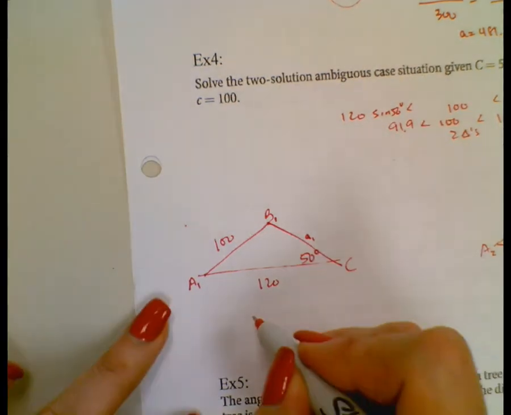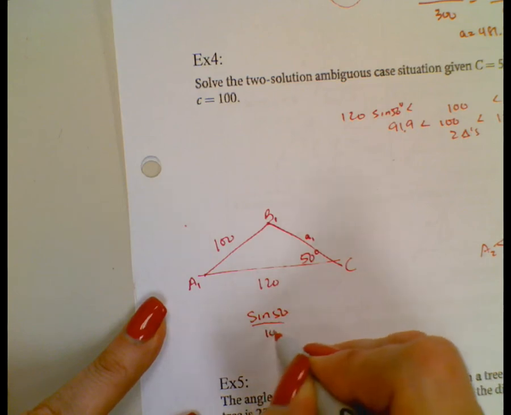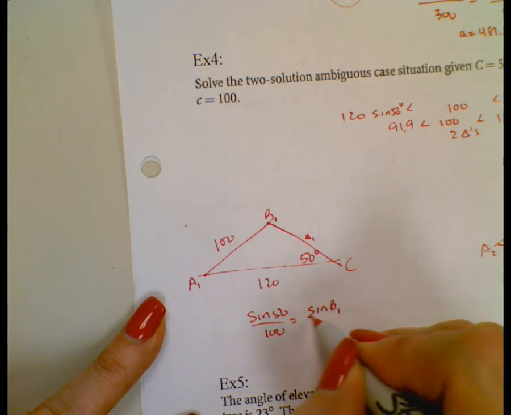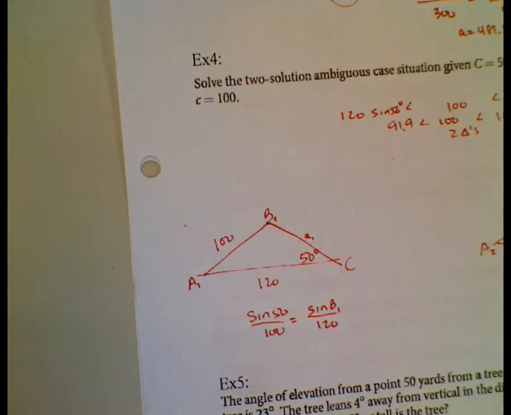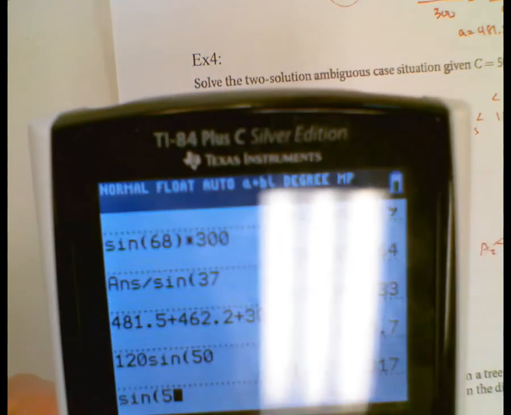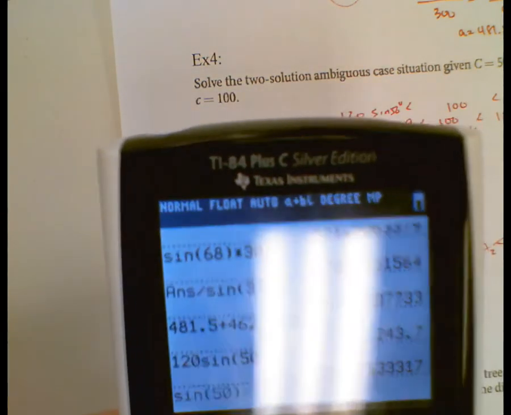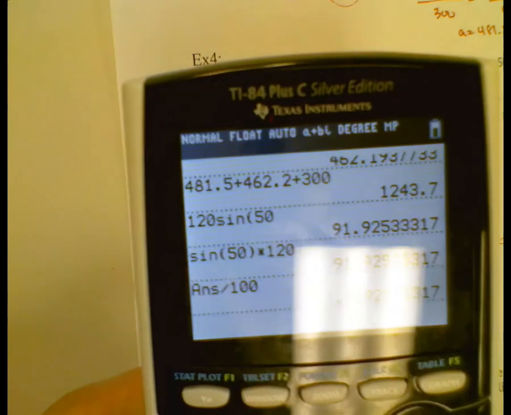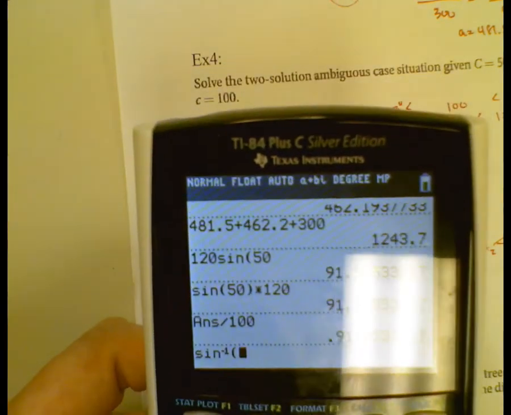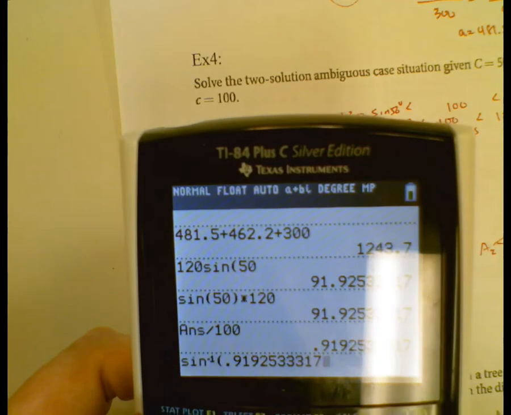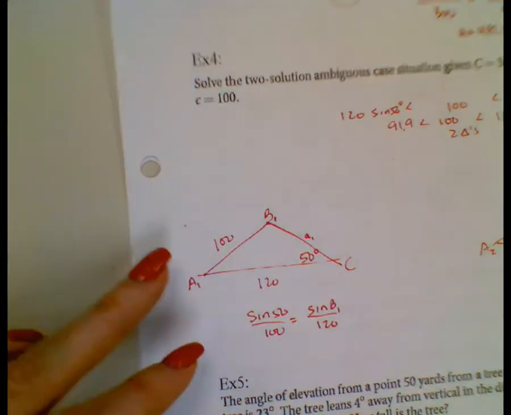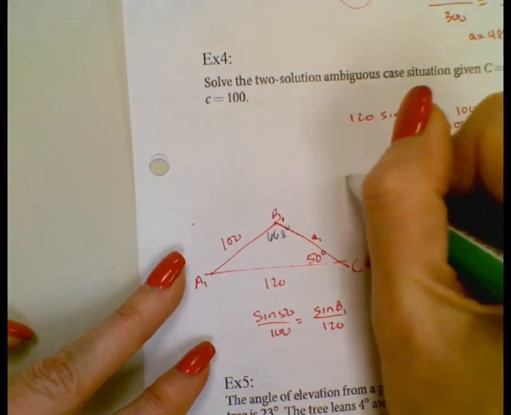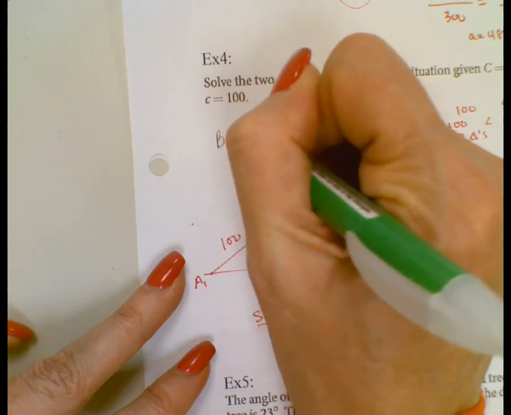So we're going to go sine 50 over 100 equals sine of B1 over 120. So this is sine 50 times 120 divided by 100. Now, since we're finding an angle, we have to press second sine, highlight, answer, 66.8. So this one right here is 66.8 degrees, and that's B1. So B1 is 66.8 degrees.